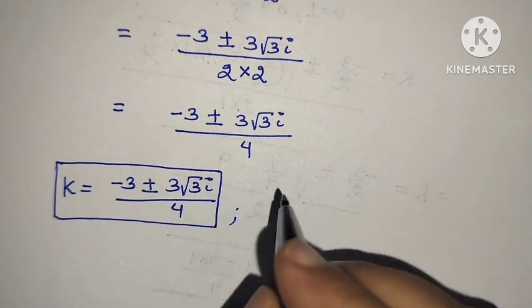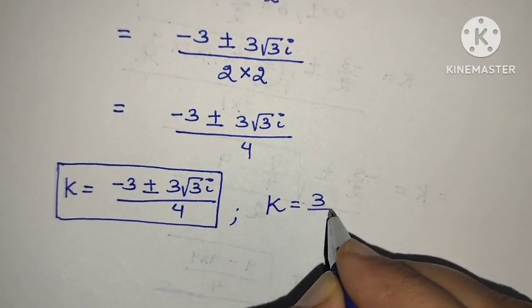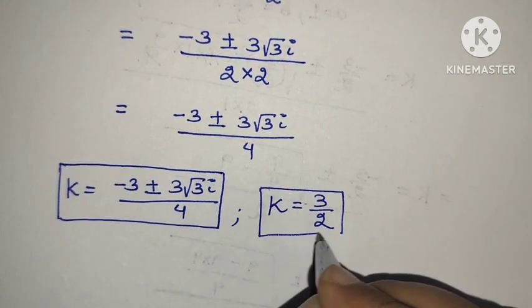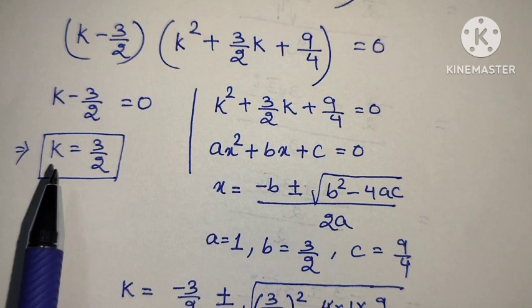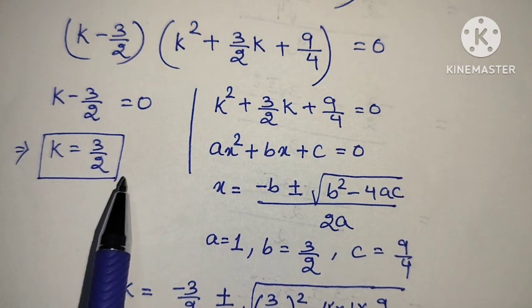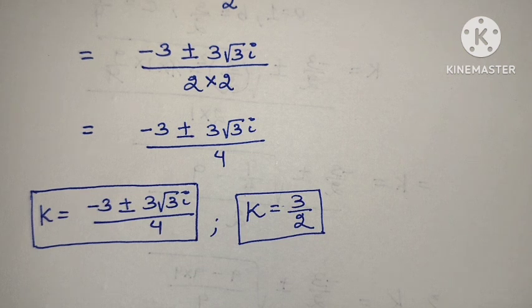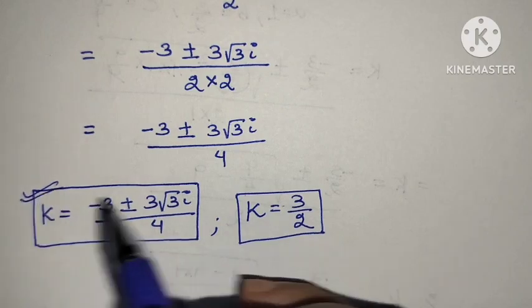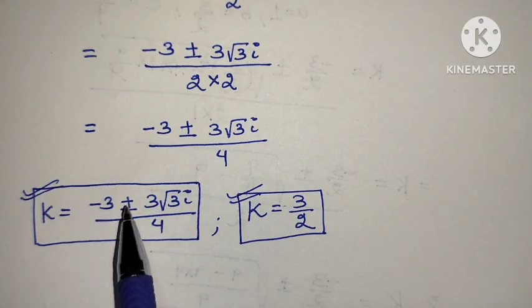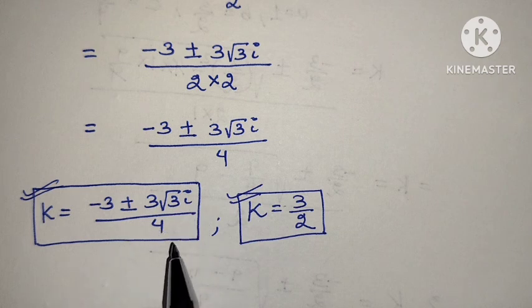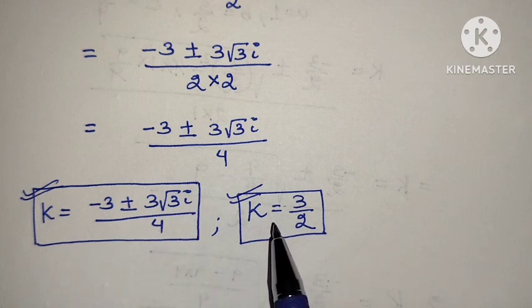And the other value of k is what? k is equal to 3 by 2. We find out k is equal to 3 by 2. This is one value and this is the other value. Yes, what is the question? The question is k³ is equal to 27 by 8, then find the value of k. These are the two values of k: minus 3 plus minus 3 root 3 i divided by 4 is one value, and the other value is k is equal to 3 by 2.